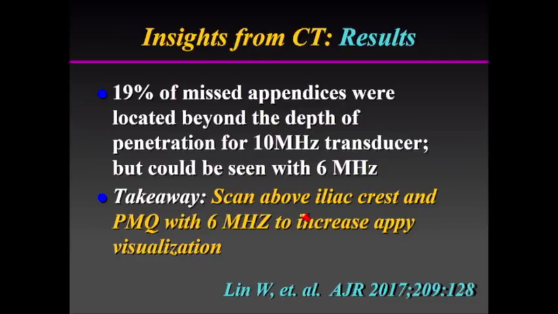But wait, there's more. What we also learned was that an appreciable number of the appendices were too deep to be seen within the purview of a 10 megahertz transducer. We needed to get beyond the depth of 6 centimeters. So the takeaway was basically we had to change not only the patient's positioning and where we scanned, but the depth of penetration by using a lower frequency transducer. And so scanning above the iliac crest, and then targeting that posterior medial quadrant and scanning with a 6 megahertz is really the way to go.